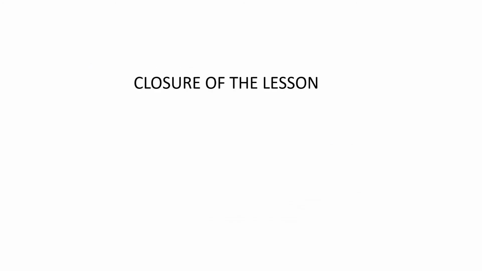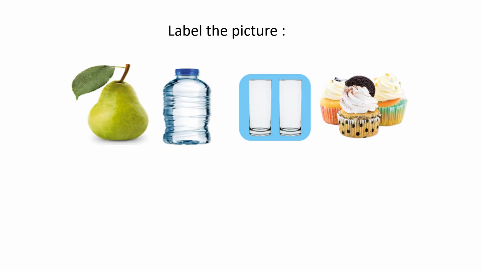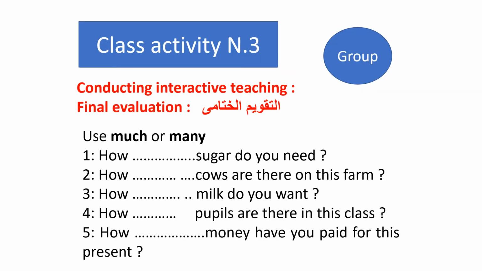There are 3 cupcakes. Now we come to closure of the lesson. I want you to look at the pictures and think of a word that can be written under each picture. Which word can be written under picture number 1? Pear. Number 2? Water. Very good. Number 3? Glasses. Very good. Which word can be written under the last picture? Cupcake. Very good.